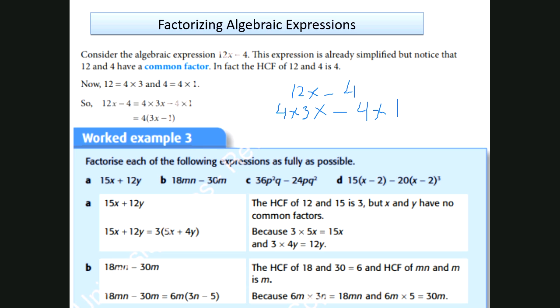So see here, 4 into 3x becomes 12x, and 4. What is the common here? 4 is the common here. So HCF is 4. In 4 and 12, what is the HCF? That is 4. So if you take 4 as common, what is remaining? 3x minus, if 4 is the common, so 1 is remaining. So 4 into 3x minus 1.